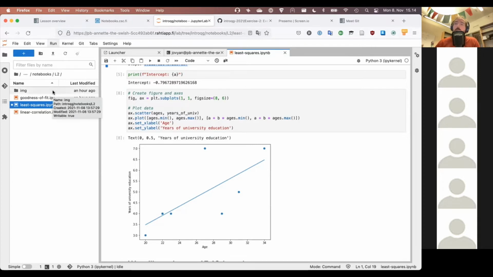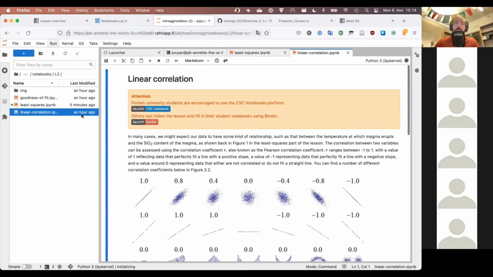Okay, let's move now to our next topic, if there aren't any questions, which is about linear correlation. So that's the linear correlation notebook, which you can just double click to open up. Again, here, the idea is that often we might think or anticipate that there could be some relationship between two values, for instance, age and number of years of university education.